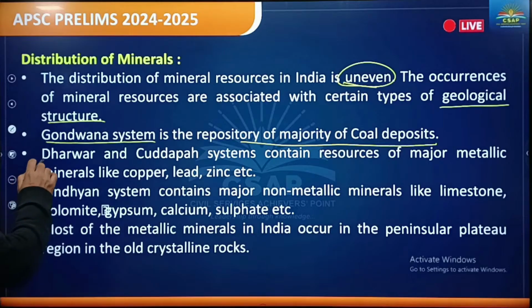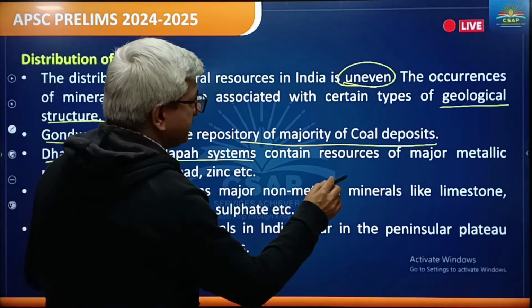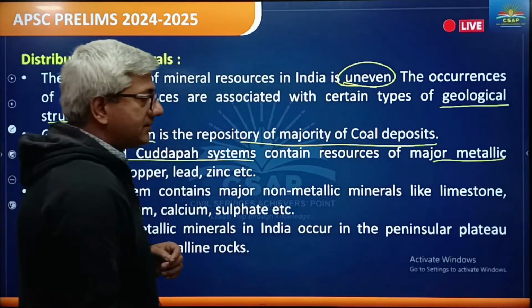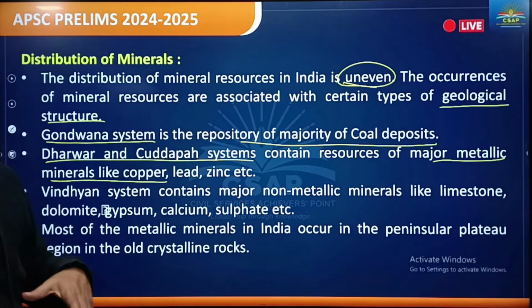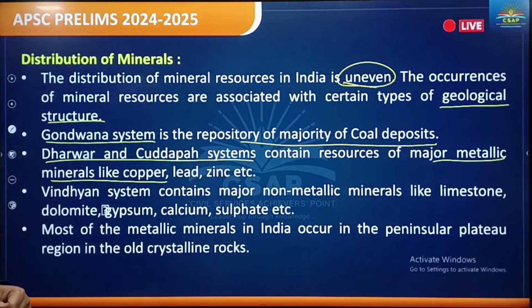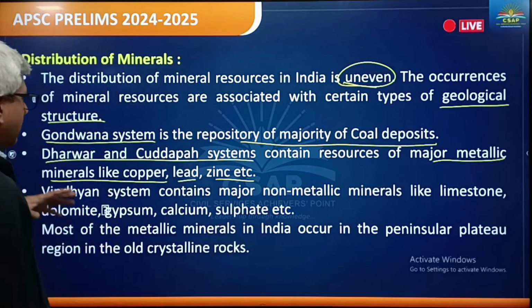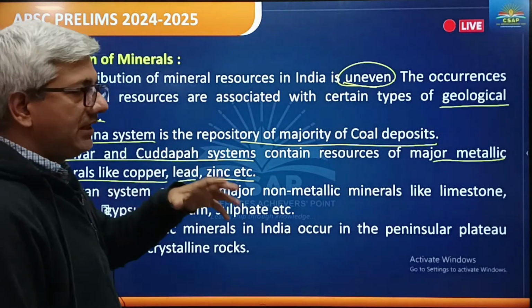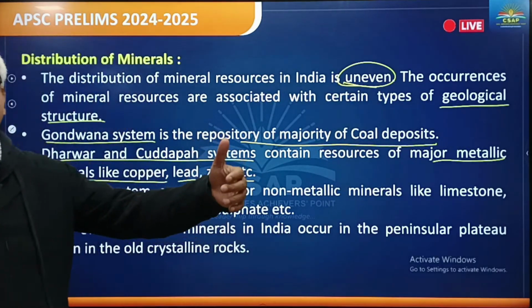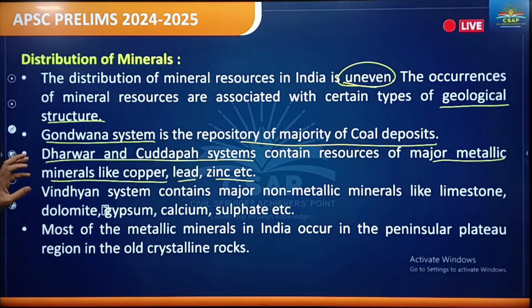Dharwar and Kadapa systems contain resources of major metallic minerals. So mostly the metallic minerals are in the Dharwar and Kadapa systems. Copper, lead, zinc, all these we find in the Dharwar system. The Kadapa system covers the Kurnool area, Andhra Pradesh, Telangana, then we have the Chhattisgarh area. In these areas we find lead, copper and zinc.